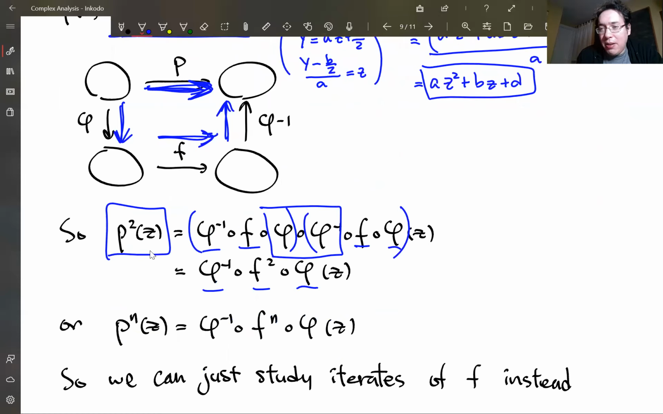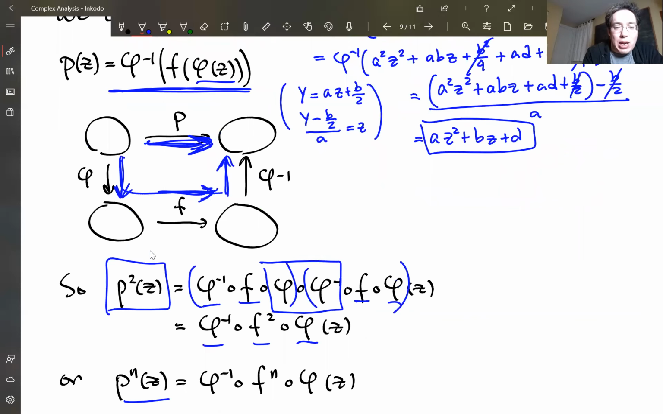This is the same thing for higher iterates as well. So every time we do an iterate of p, but do it the longer way, the in-between phi and phi inverse kind of cancel each other out. And then what we're left with is all the iterates of f, and then there's one phi and phi inverse at the beginning and the end. But basically, the only thing that changes is the iterates of f in the middle.